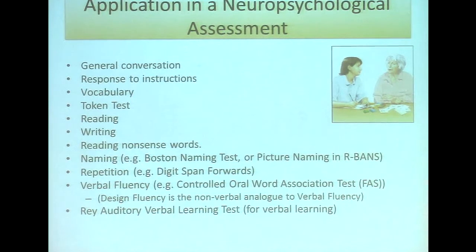And just so that you know, the design fluency tests are meant as non-verbal analogs to the verbal fluency test. So if you're picking up on verbal fluency problems and you want to see, is this just a left hemisphere problem or is it a full frontal lobe problem, then do a design fluency test. If they do fine in design fluency, you know it's a hemispheric problem, left hemisphere. And then of course the Rey auditory verbal learning test, which you use to test for verbal learning ability.